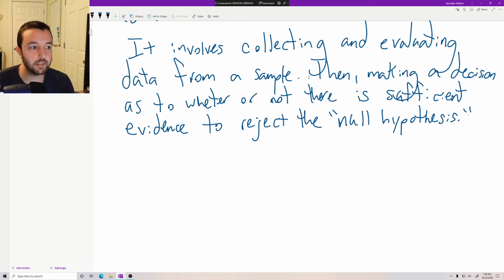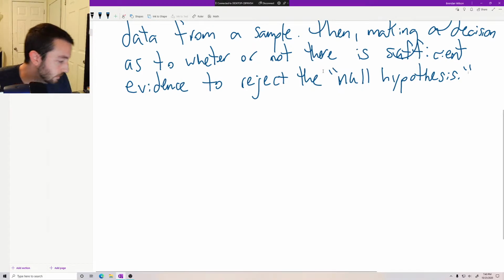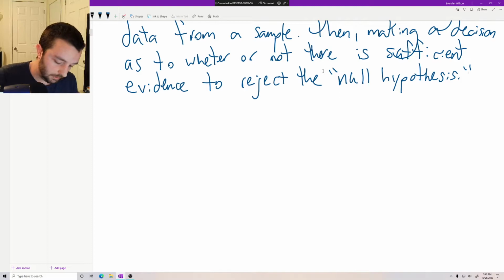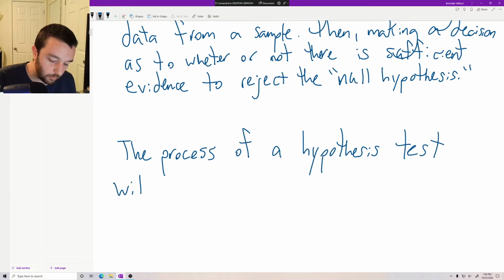But the collecting and evaluating data, that's what we've been doing this whole semester. So it's coming together into this, along with being able to make a decision about if there's sufficient evidence. Okay. So let's go into the process now. The process of a hypothesis test will look like this.